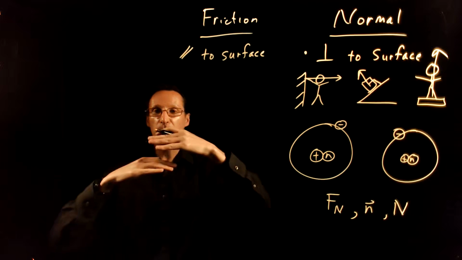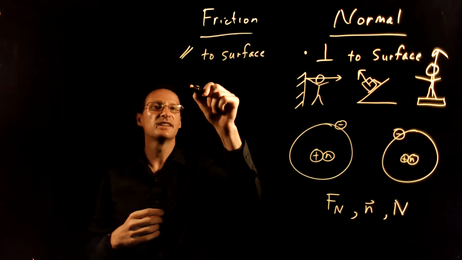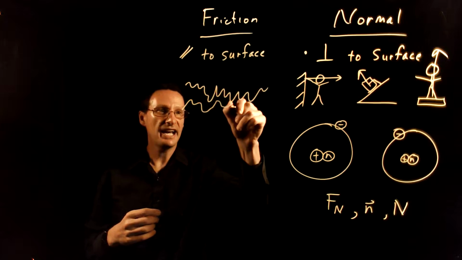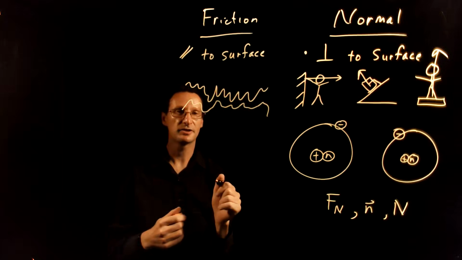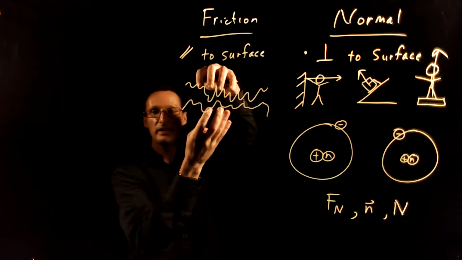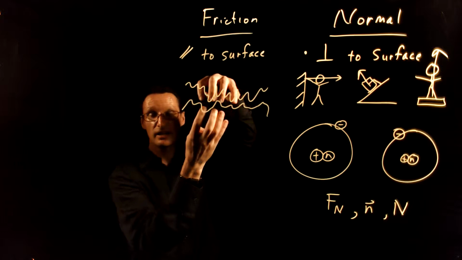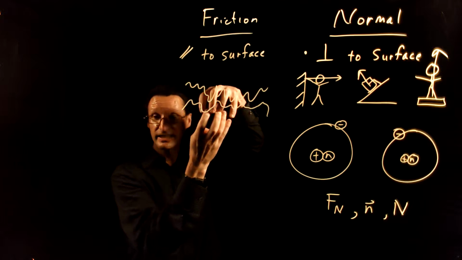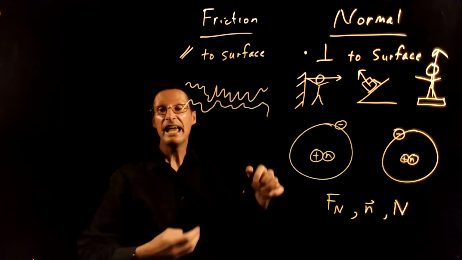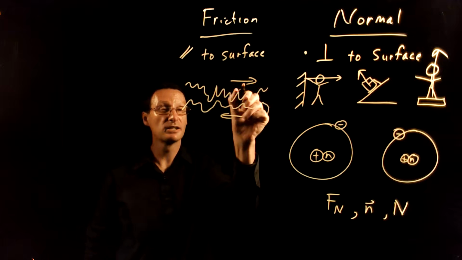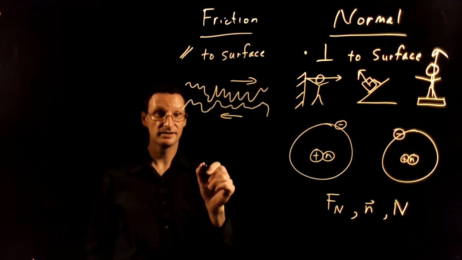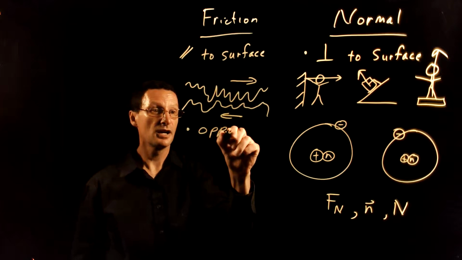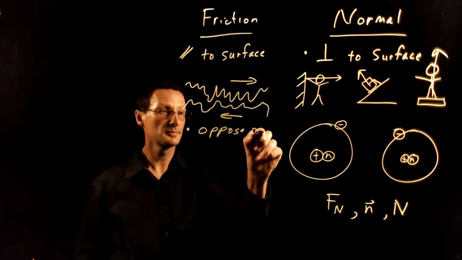If you zoomed in on the box and floor interface, you would see that while they look kind of smooth on the outside, they're actually really jagged when you zoom in on them with a microscope. And what's happening here is that the peaks and valleys in the box are getting stuck on the peaks and valleys in the floor, and they catch and slip and catch and slip, and that produces a force that's parallel to the surface. And a key thing about friction is it always opposes or attempts to oppose motion.